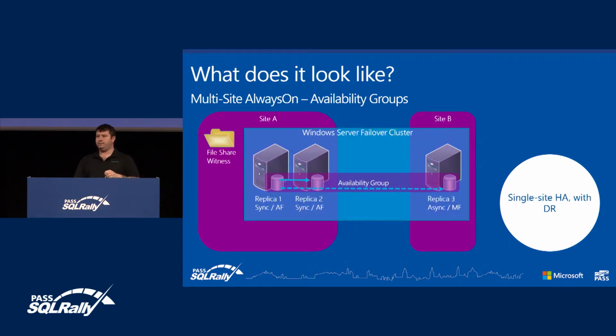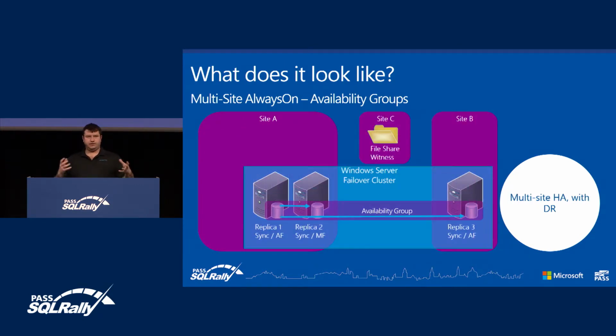Our unit of high availability is on site A, so we put the file share witness there. Here, we've got multi-site HA. So where to put the witness? Put it on site C, effectively, so both sites can see it.